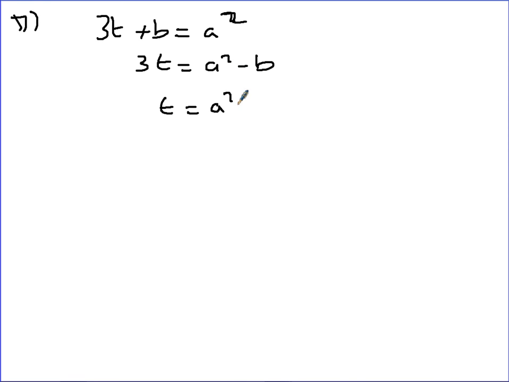Question 7. Make T the subject of this formula. So question 7, T the subject, so we've got 3t plus b equals a squared. So we've got to work out t. We're not going to work out t, but we'll put t on its own. So the first thing I'm going to do is move the b over. So take b from both sides. So I'll get a squared minus b, and divide by 3. So that will give me t equals a squared minus b, all divided by 3, and that's changing the subject.